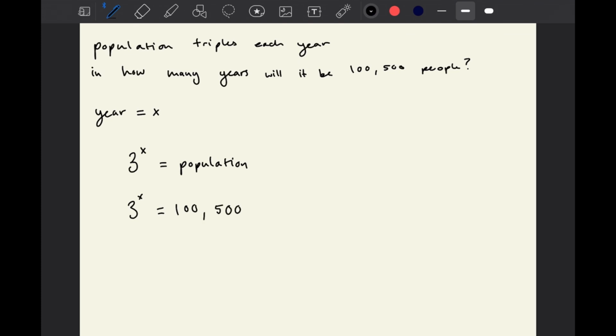Maybe with the knowledge that you have right now, you can't really solve this. You can go ahead and try to guess x. You can say, well, 3 to the power of 2 is 9, so that's probably not enough. What about 3 to the power of 5, 3 to the power of 6? You can go and round, but that really does not get you an accurate answer. And where logarithms come into play is to actually help us derive what x is.